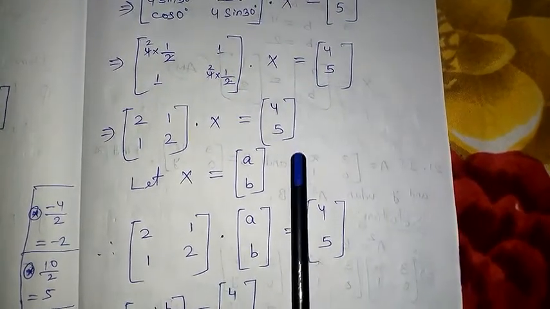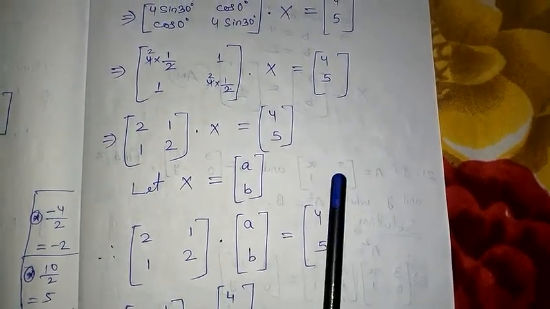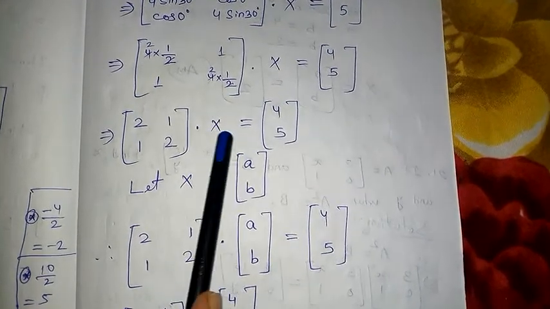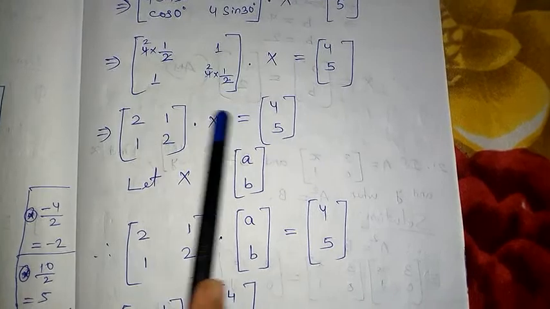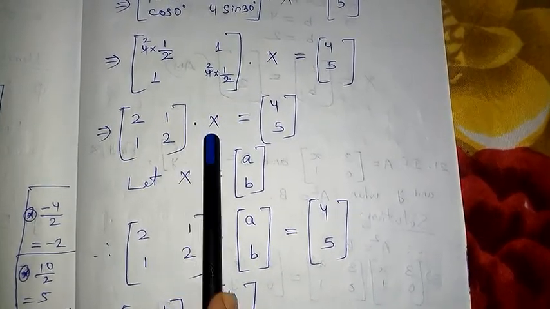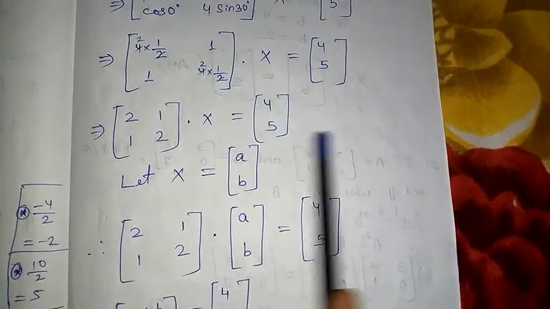Now matrix [4, 5]. Now a very important point here, children, note down that to find the value of X, this matrix is multiplying with X. So multiplication, when it changes the side, becomes divide.